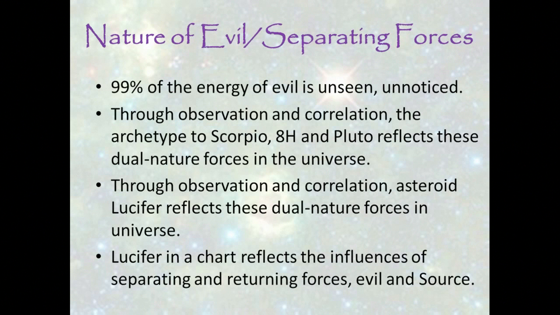When we move into the principles of astrology and work with them, again, one of the very basics of evolutionary astrology is that it is a knowledge-based system. And it is understood through observation and correlation. We observe it and we correlate a meaning to it. And so, the dual forces in the universe, separating and returning forces, are found in the archetype Scorpio, 8th house, and Pluto.